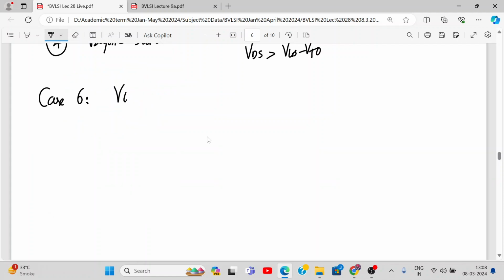So now we are increasing the value of VGS. VDS is constant, let's say VDS is at 10 volt. VGS is increasing from 0 to 10. What will happen now? Tell me. What will happen if VGS increases?